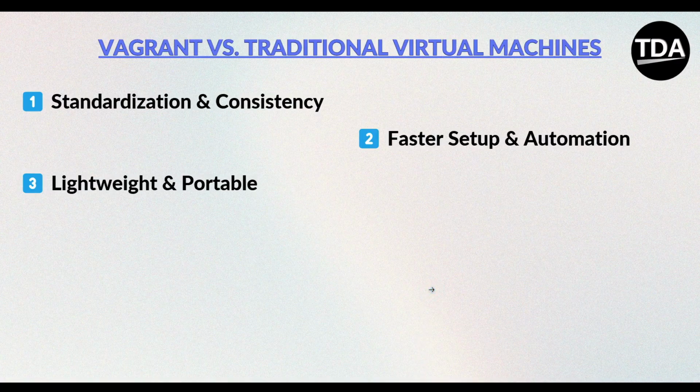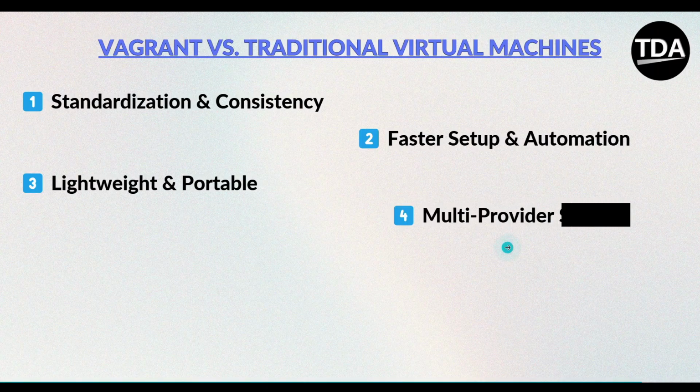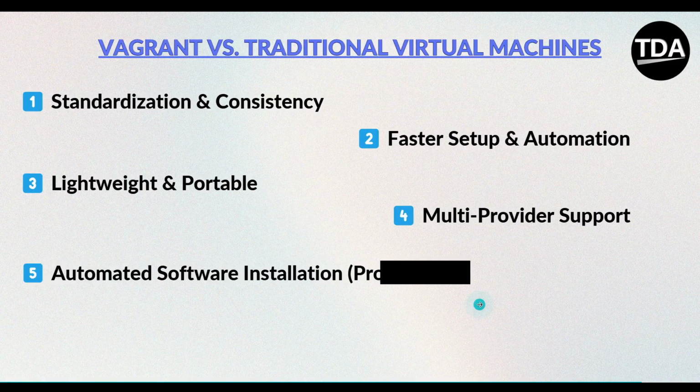Lightweight and portable. Traditional virtual machines consume huge disk space. Vagrant uses base images, making it lightweight. So less storage, easy rollbacks, and version control with Git. Multi-provider setup. With traditional virtual machines, switching from VirtualBox to VMware or Docker is a hassle. With Vagrant, just change one line in the Vagrantfile, so you can easily switch between providers. In traditional virtual machines, you install software manually. In Vagrant, it's all automated with the help of different provisioners like Ansible, Chef, Puppet, or basic shell scripts. So no more manual installation.